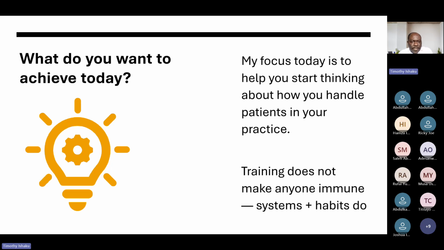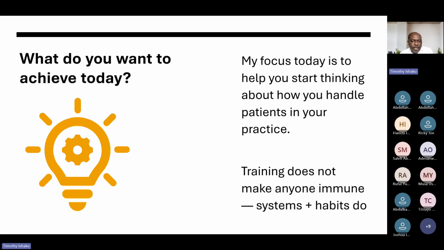And that is the last point on my PowerPoint. Training does not make anyone immune. So just having a training today is just the starting point. The systems we build in your practice and the habits we develop help prevent us from the consequences of improper manual handling. And I will hopefully come back to this point at the end and explain it after today's session. Training does not make anyone immune. Systems and habits do.